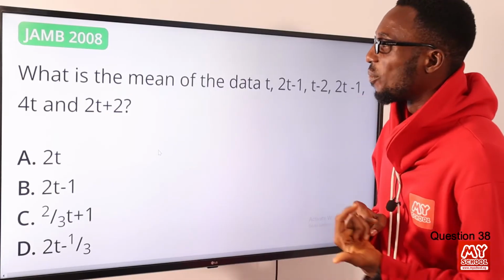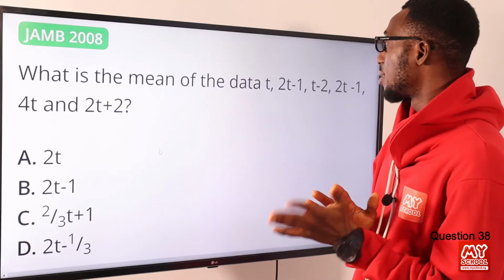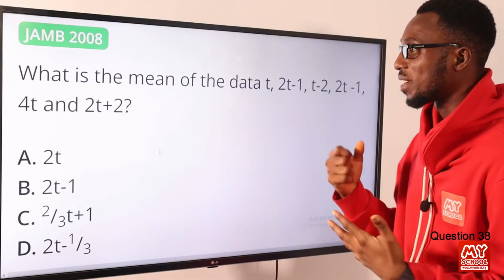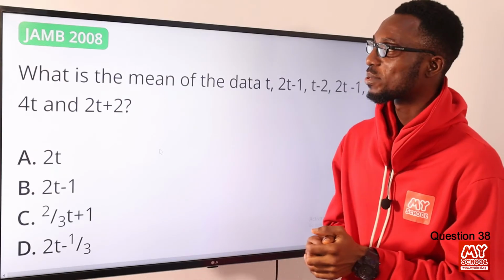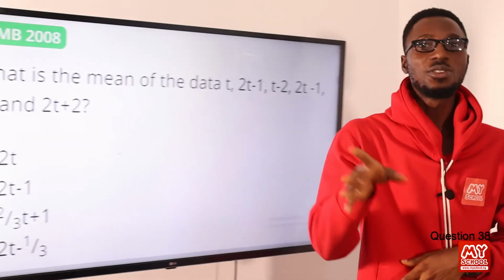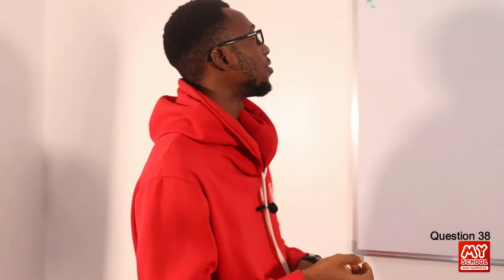38. What is the mean of the data? We have t, 2t minus 1, t minus 2, 2t minus 1, 4t, and 2t plus 2. Okay, so we have to find the mean. All right, so just sum it together, then average.